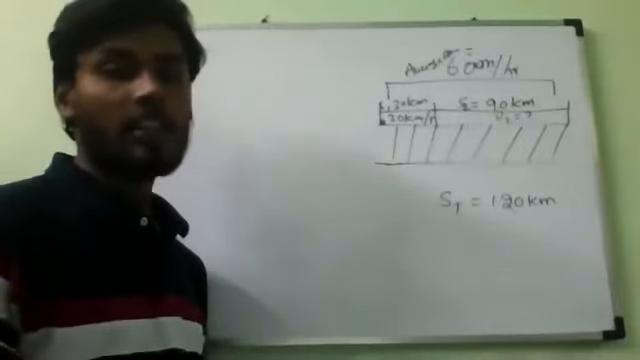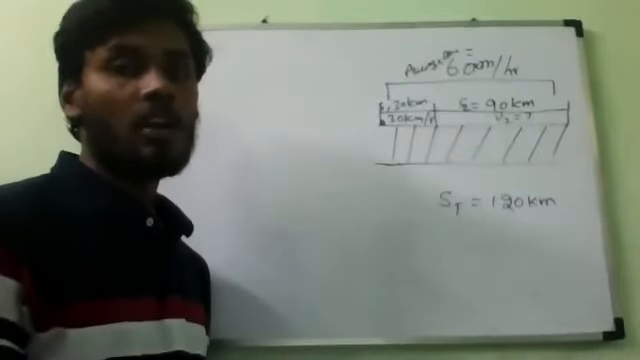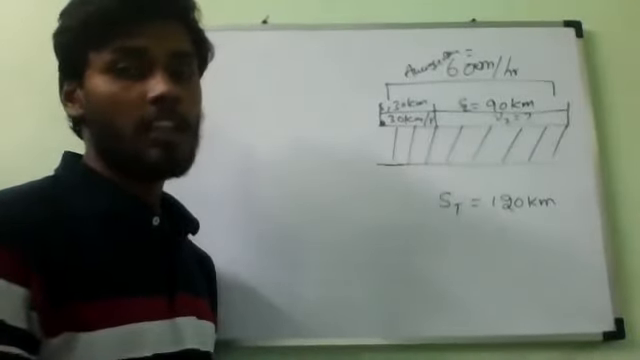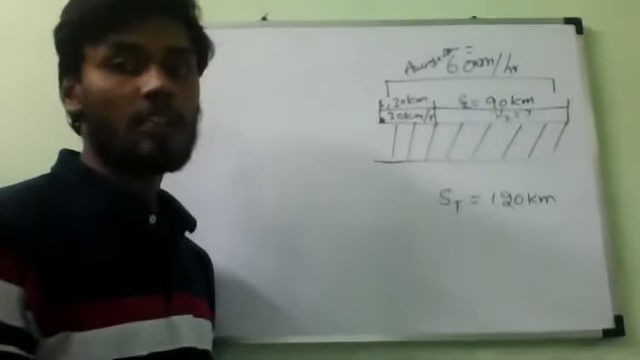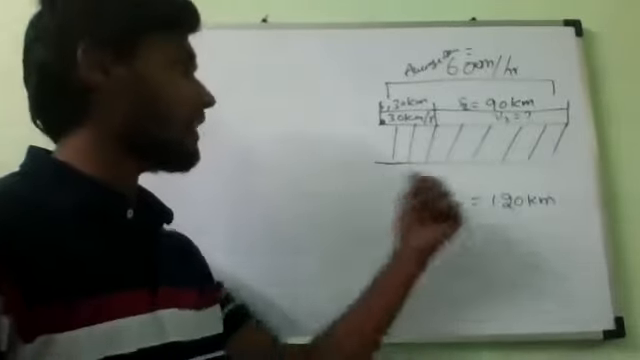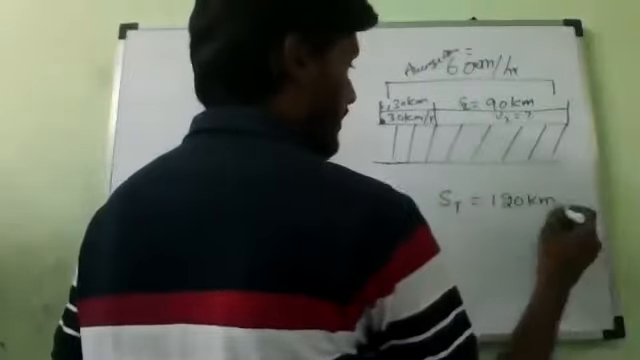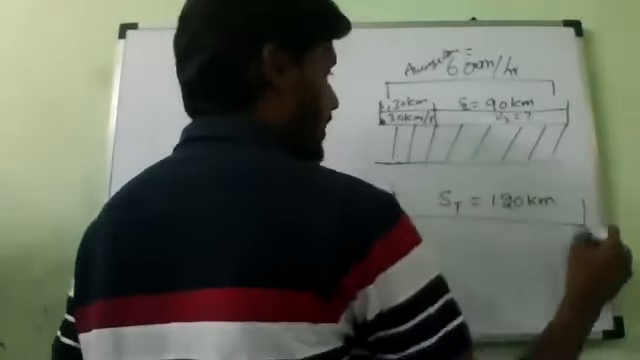Yes, sir. It is very, very simple if you understand this. So let us start solving from the first. Draw the diagram exactly how I have drawn it. So the total distance is this, and the average speed is how much?